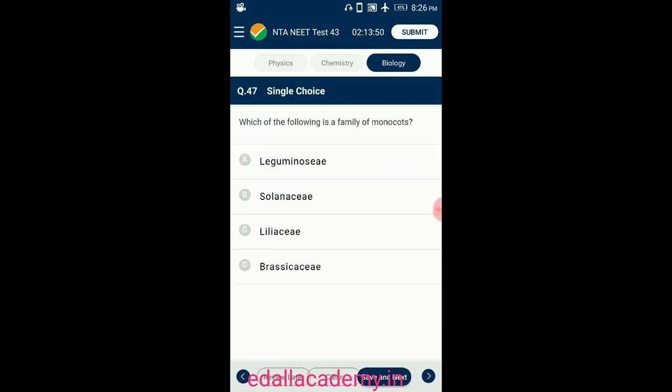Question number 47. Which of the following is a family of monocots? The family Liliaceae is commonly called the lily family. It is distributed worldwide. It is a monocot family. So the answer for this question is option C, Liliaceae.